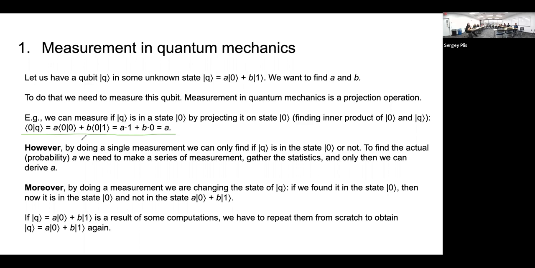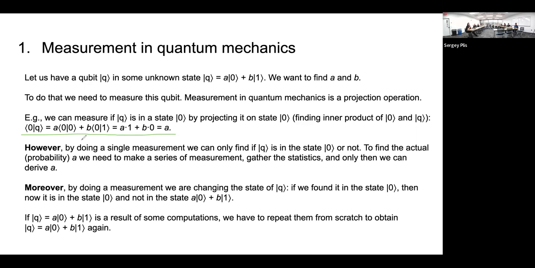Another problem is that measurements in quantum mechanics actually change the state of the measured system. So if we found the state is in 0 or 1, then from now on it is in that state for sure.